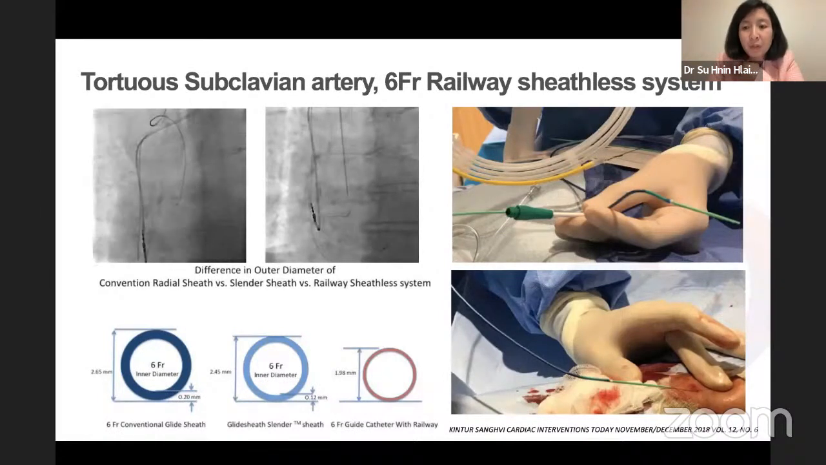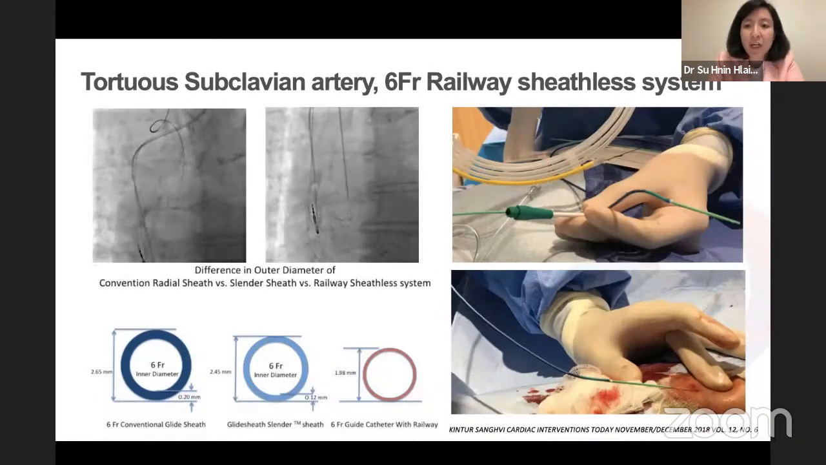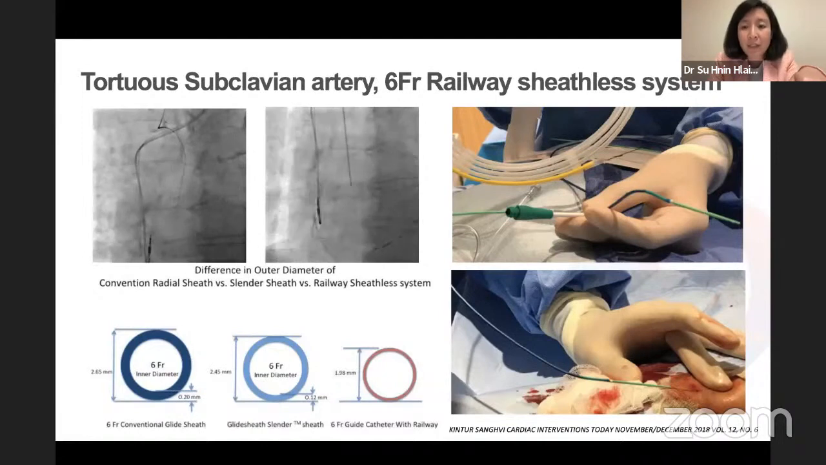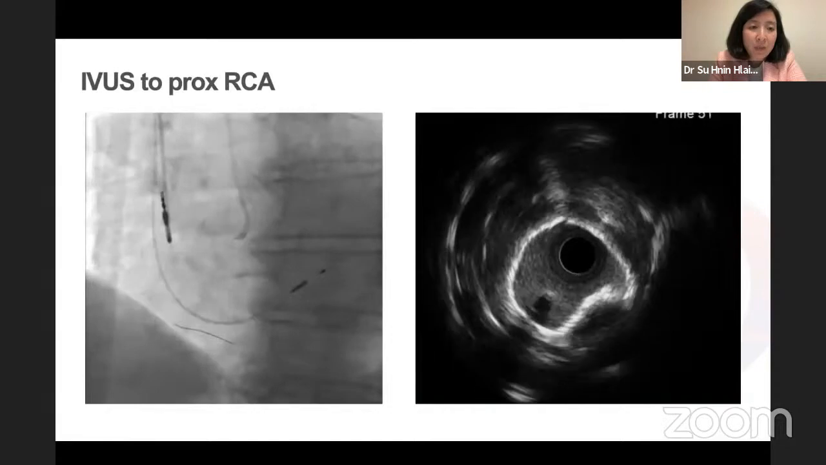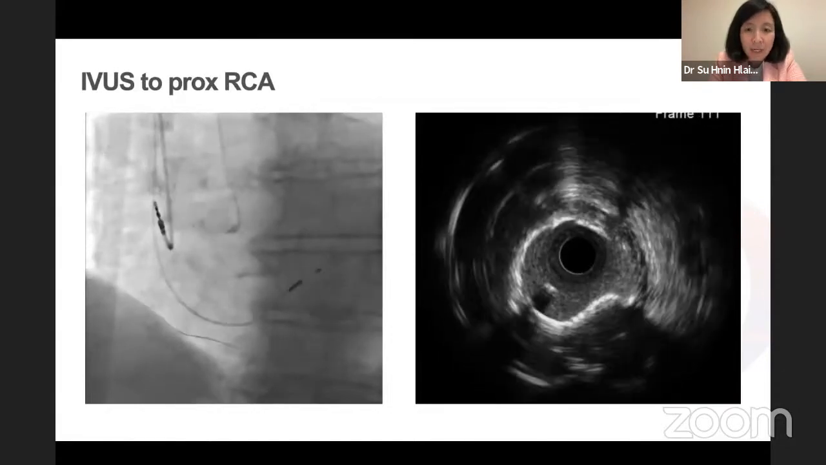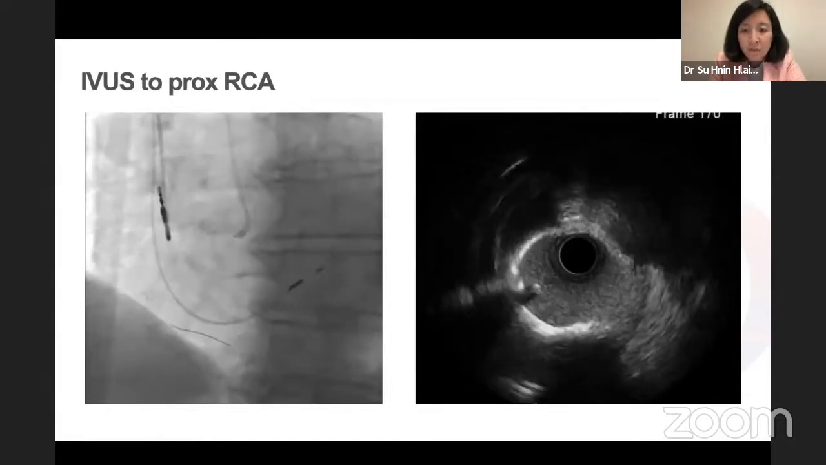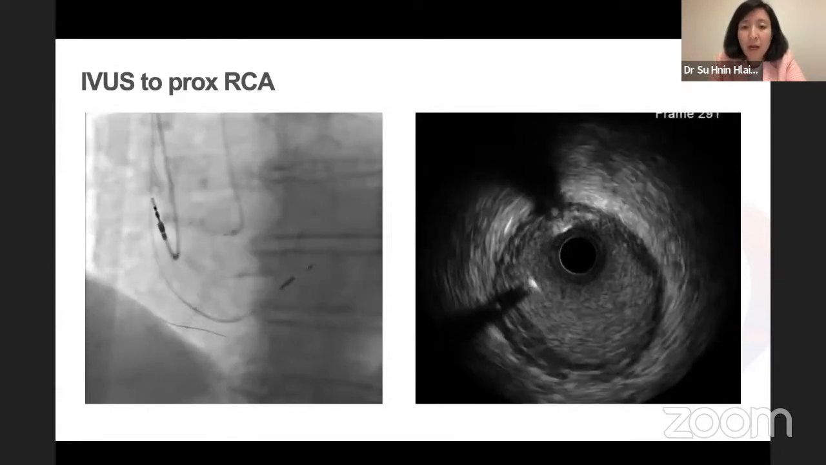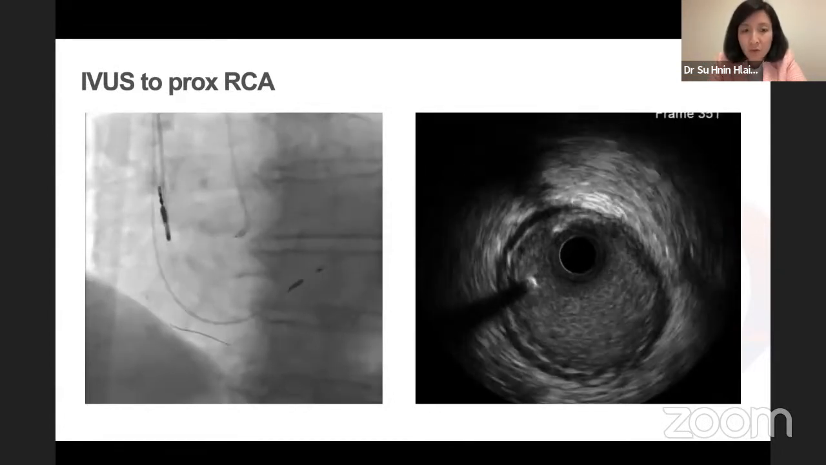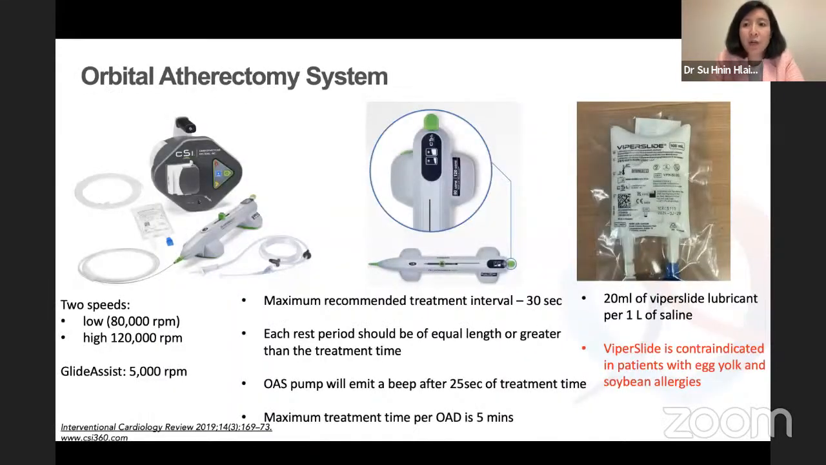When it reaches the brachiocephalic artery, you can remove the dilator and engage the guide catheter as usual. We started with the IVUS to the proximal RCA, and you can see there is circumferential calcium in the proximal RCA. The ostium was good, so we decided to do the orbital atherectomy.